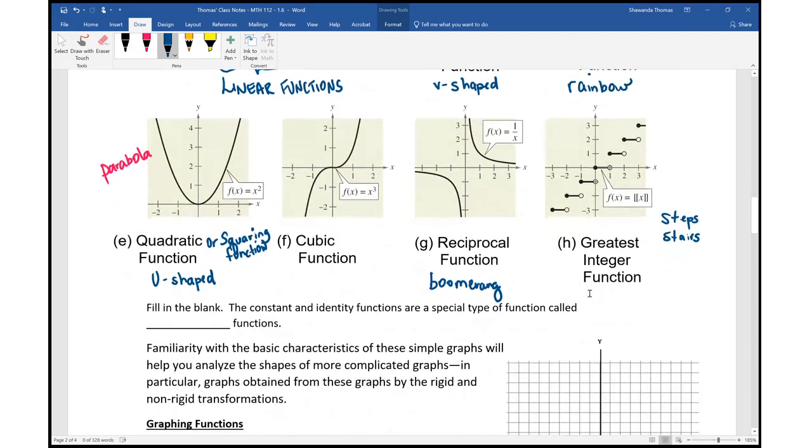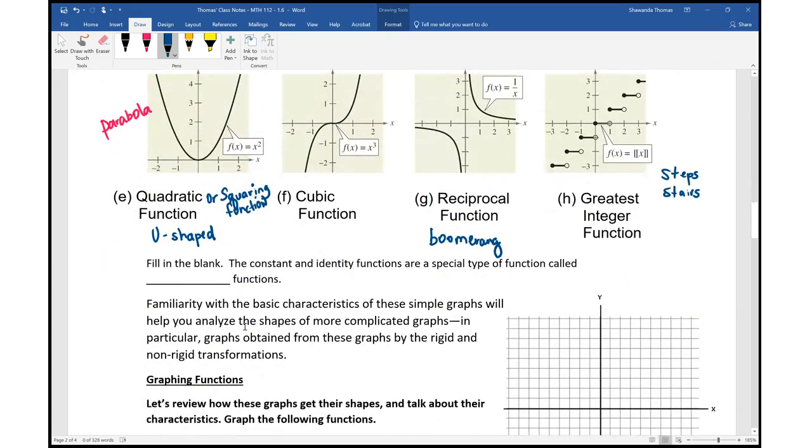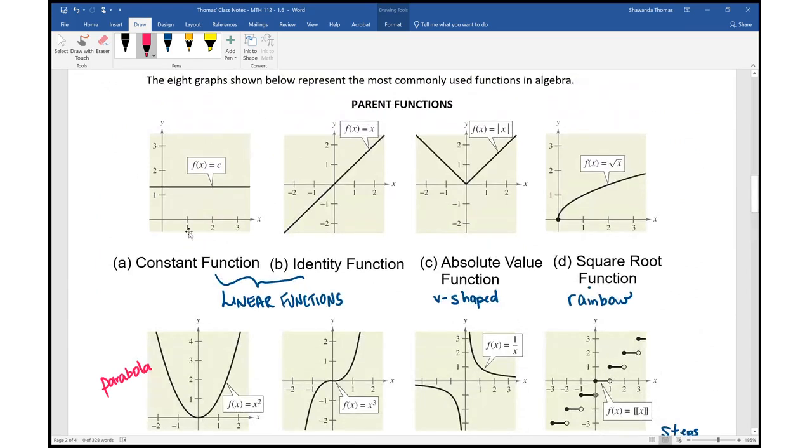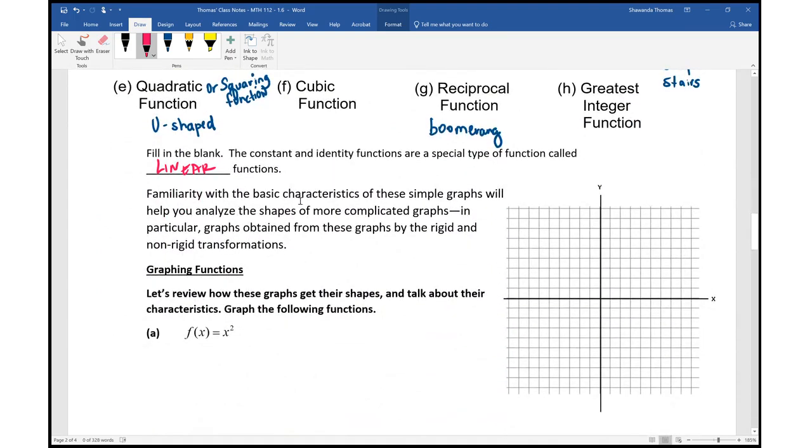All right, so it says fill in the blank. The constant and identity functions are a special type of function called what functions? So as a review, what goes in the blank? You said linear, you are correct. Again, linear function is the broader term, but there are some special types of linear functions called the identity function and the constant function.